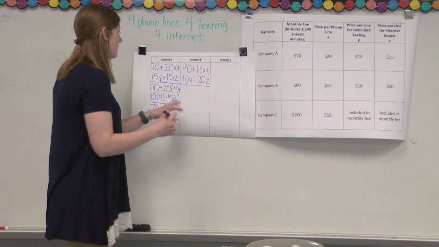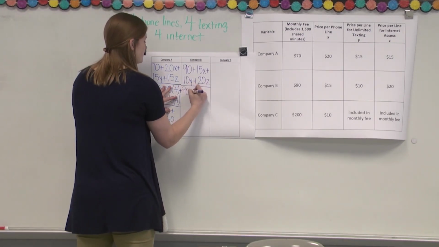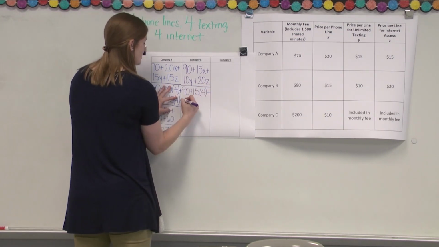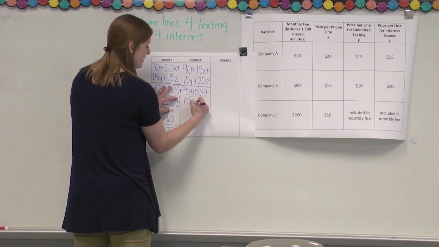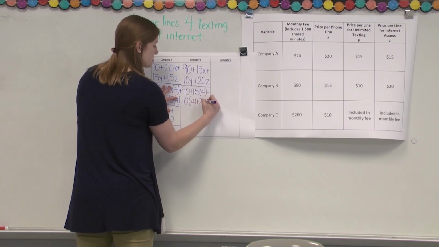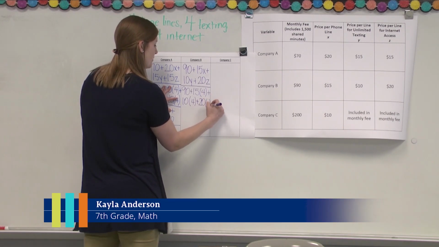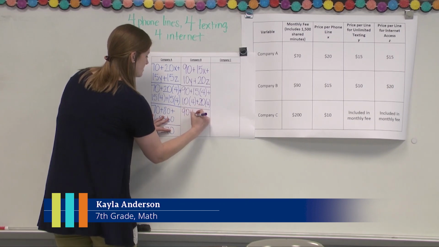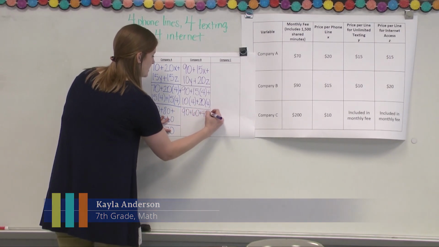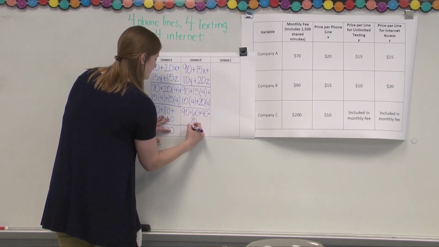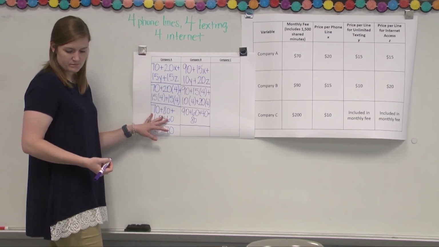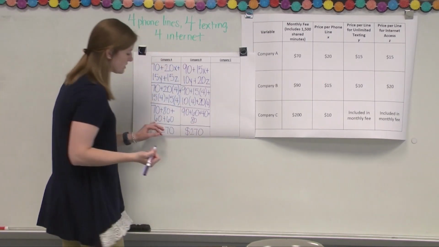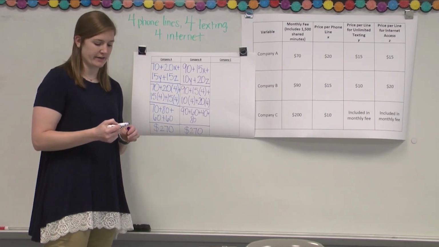Okay, so just like we did with company A, we have the $90 fee plus $15 per line. We have 4 lines, plus $10 per line for texting. We have 4 people that want texting, and $20 per line for internet, and we have 4 people that want internet. So do the math. 90 plus 60 plus 40 plus 80. And that one does give us $270. So company B is also going to cost $270.